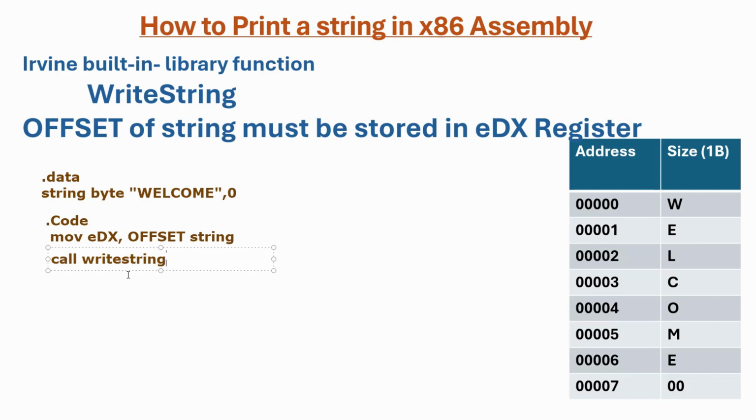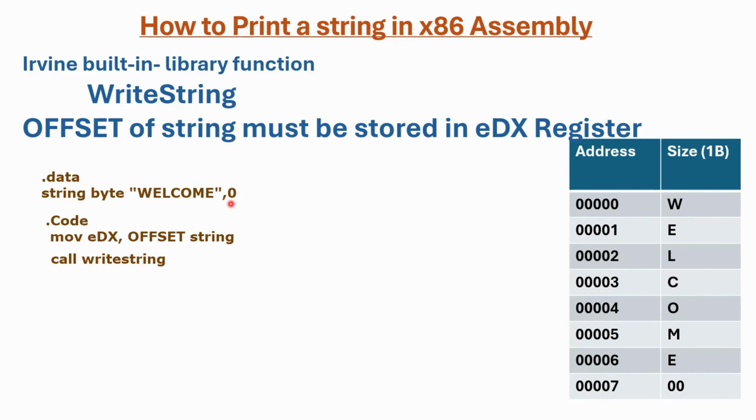Your code is complete. So what will happen? This function will call this address and start printing this string, "welcome, welcome", and it will stop printing it when it finds this 00 or null terminator, which was defined over here. So I hope you have understood it.